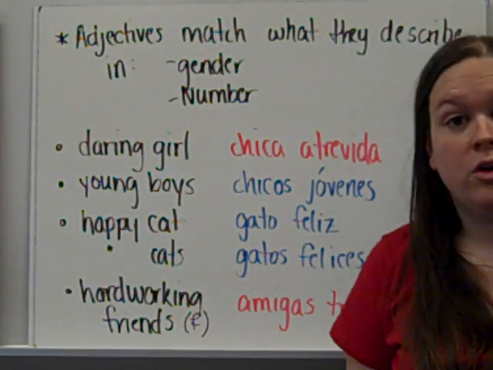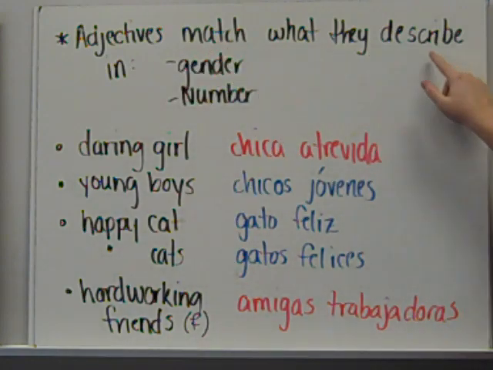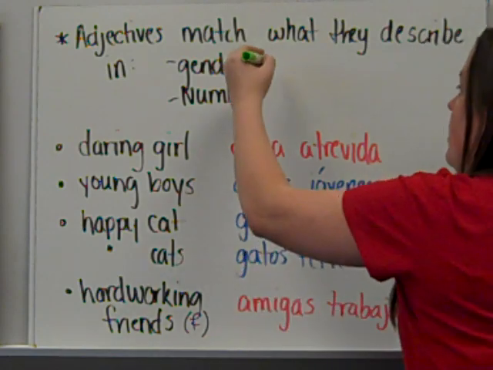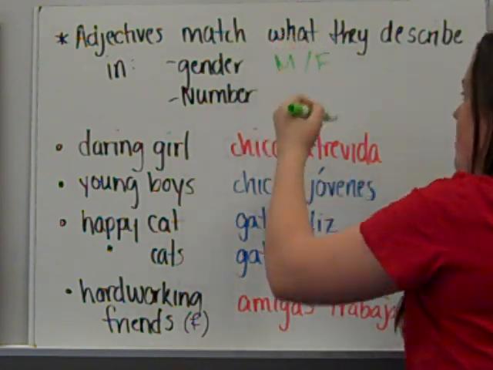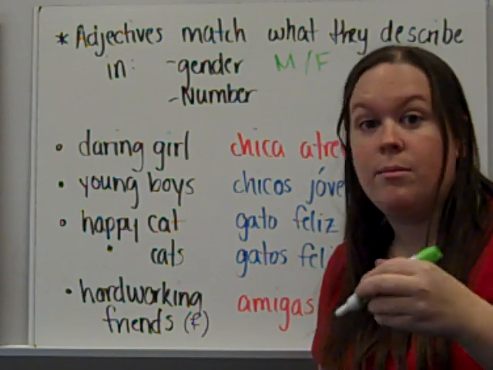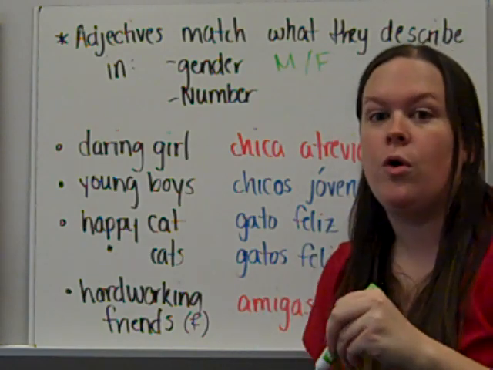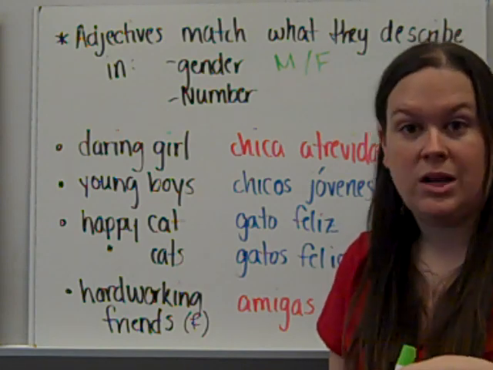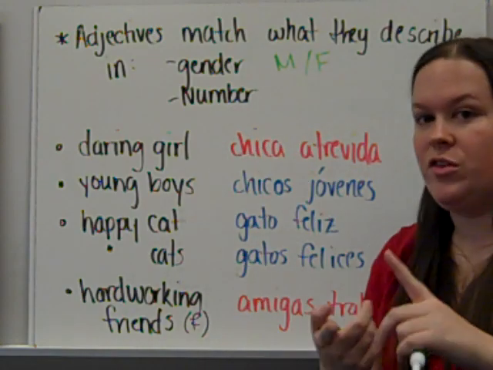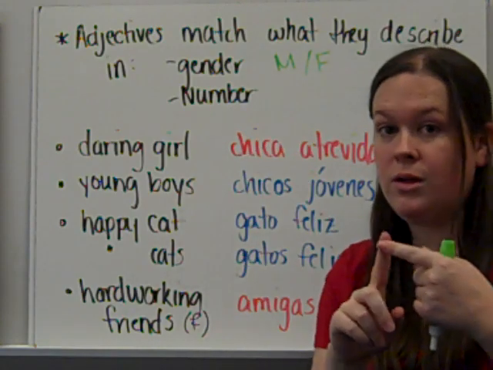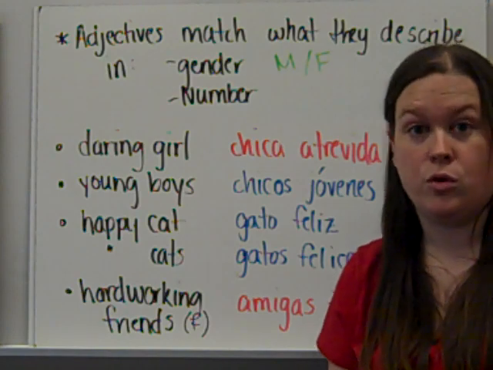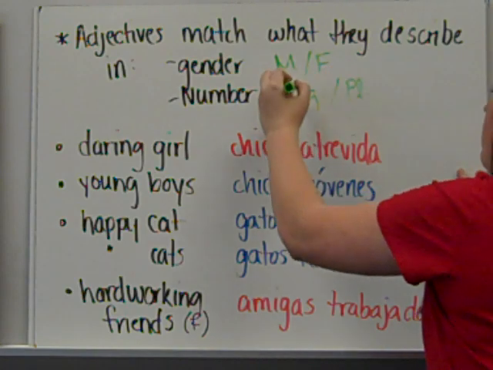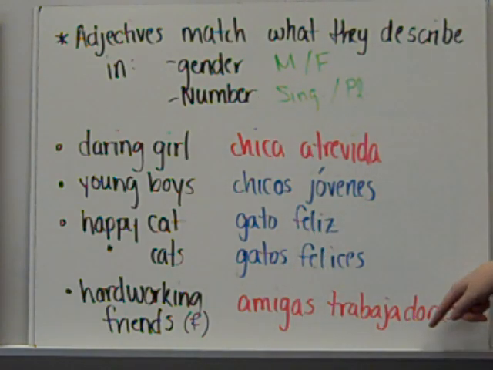Alright, make sure when you're writing that adjectives match the nouns, what they're describing, in gender and number. So in gender, if the noun is either going to be masculine or feminine, your adjective needs to be masculine or feminine too. So you can't have a chico that is cómica, a funny boy, because cómica is a feminine adjective. And number. If it's one boy, it will be ordenado. If it's more than one boy, it'll be ordenados. So number, singular or plural.